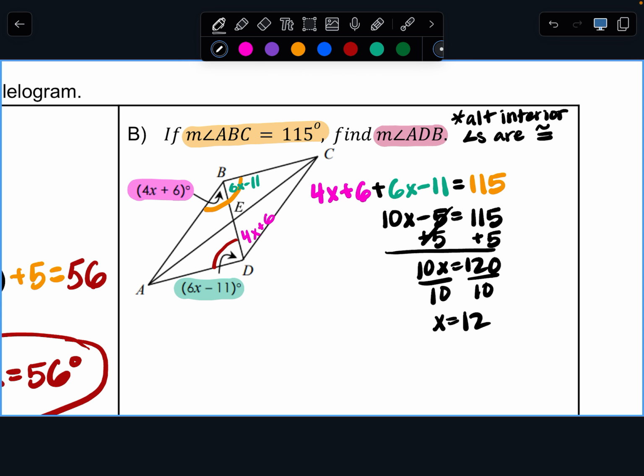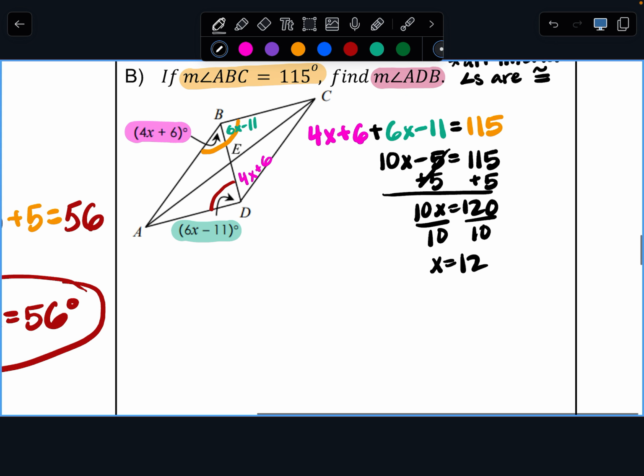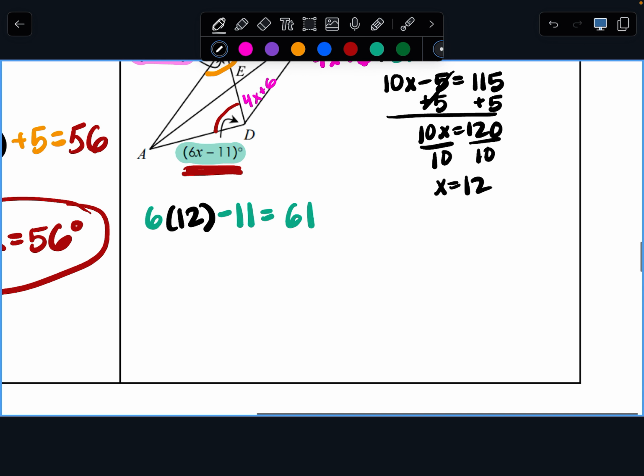x equals 12. Now I need to find the measure of angle ADB. Well, that was this one here, ADB. So substitute it back into that expression. That's 61 degrees. So my answer is the measure of angle ADB is 61 degrees.